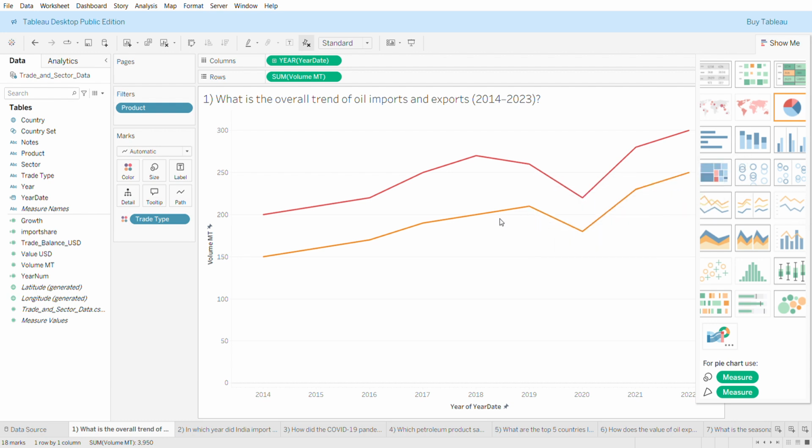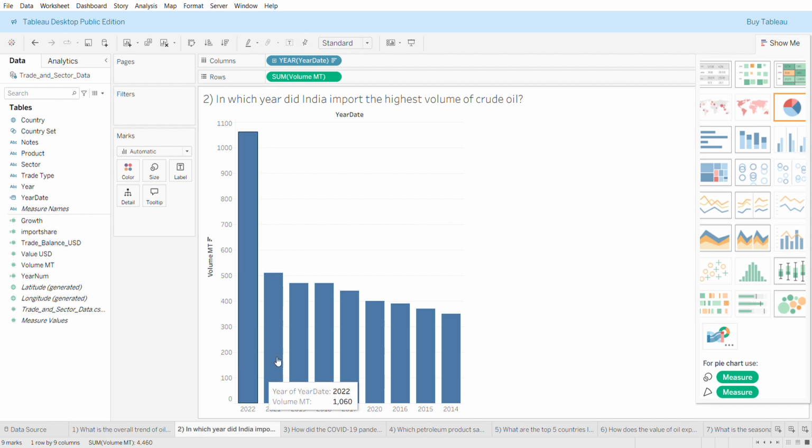The results show a steady increase in both imports and exports from 2014 to 2023. Crude oil imports grew from 200 million tons in 2014 to 300 million tons in 2022 to 23. Refined petroleum exports also rose from 150 to 250 million tons in the same period, with a dip in 2020 to 21 during COVID.